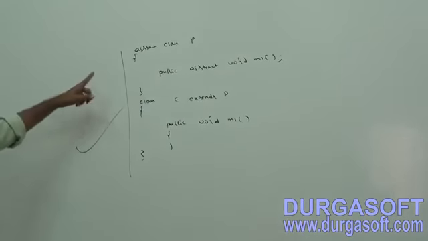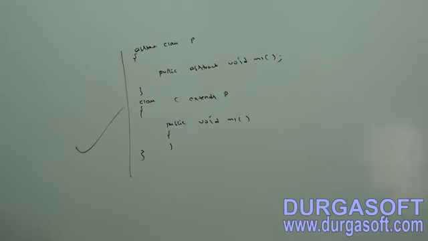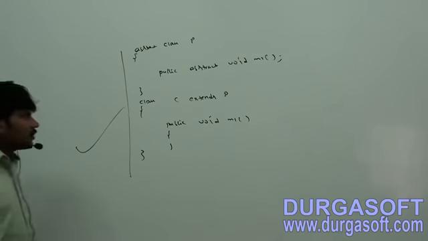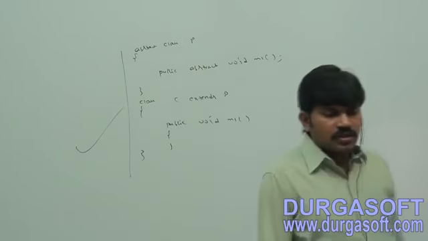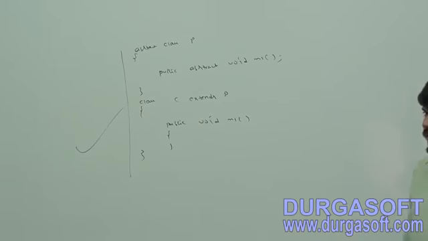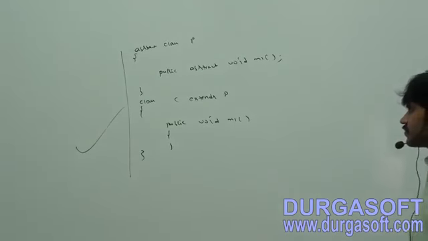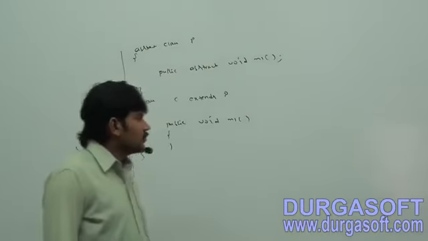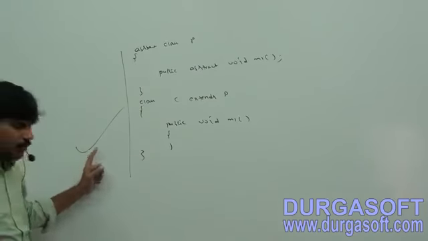Okay, now abstract class P, public abstract void M1. Next, class C extends P, public void M1. Is it valid or not? Valid, no problem at all.